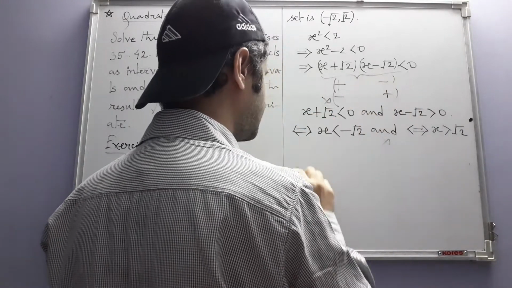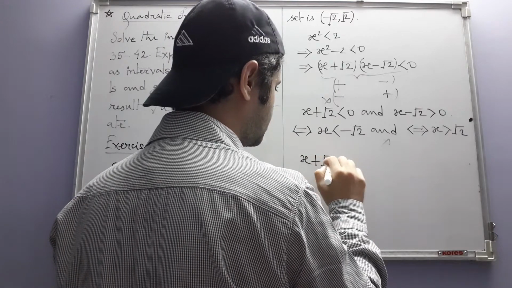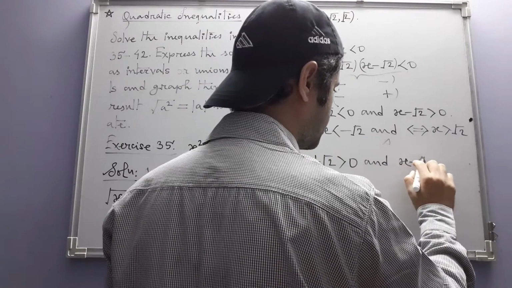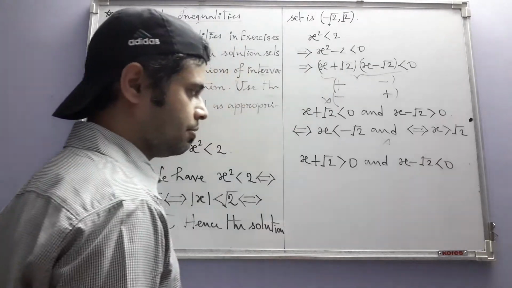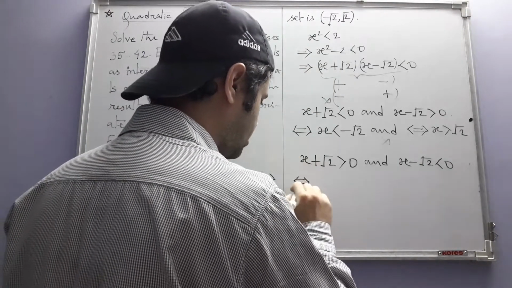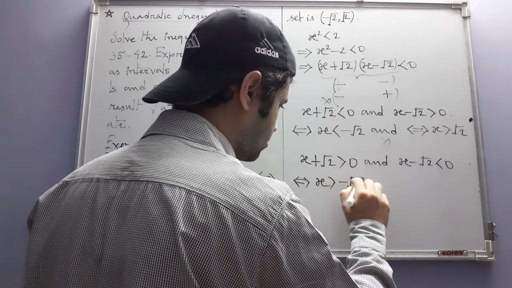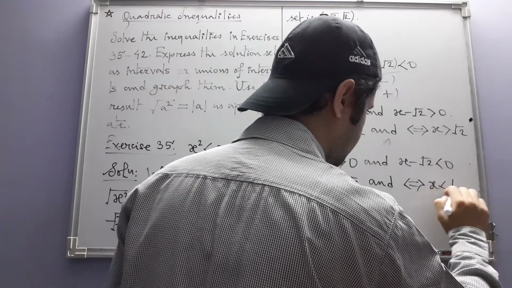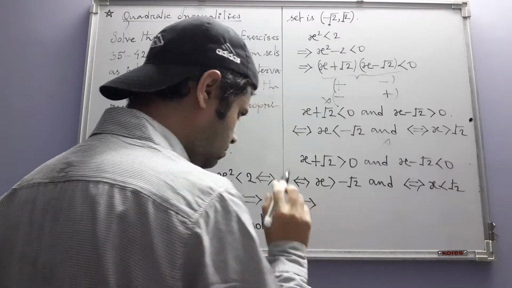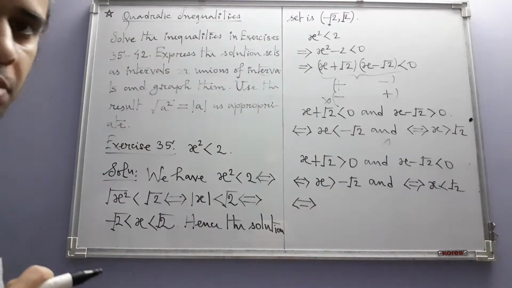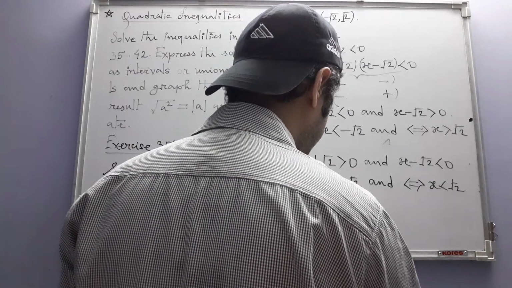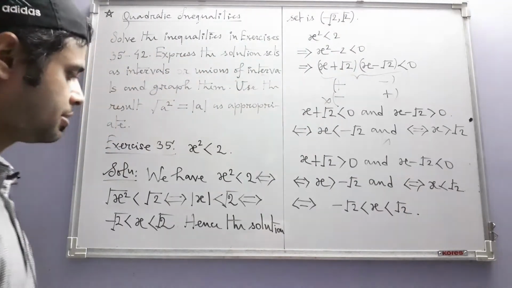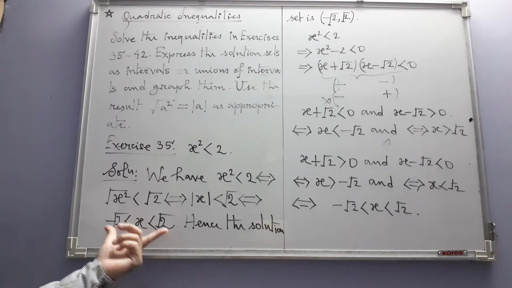What about the other possibility? x plus square root of 2 is greater than 0 and x minus square root of 2 is less than 0. From the first one we get this, and from the second one we get this. So yes, here these inequalities can simultaneously be true, and they give us this thing, which is the same as the inequalities we have got.